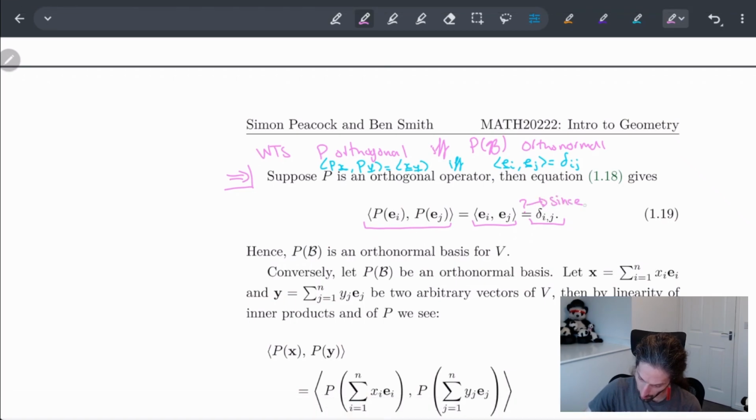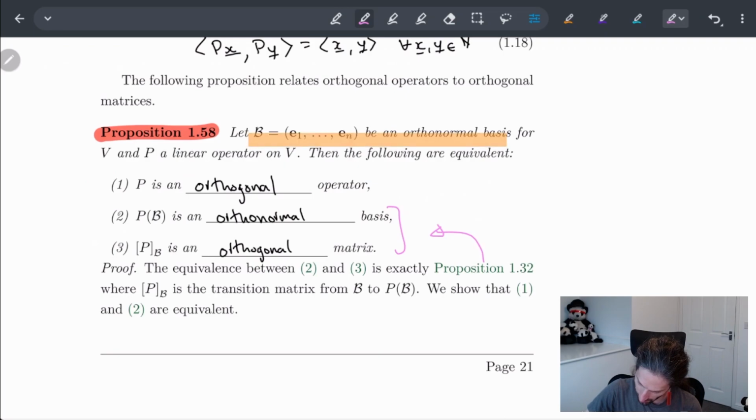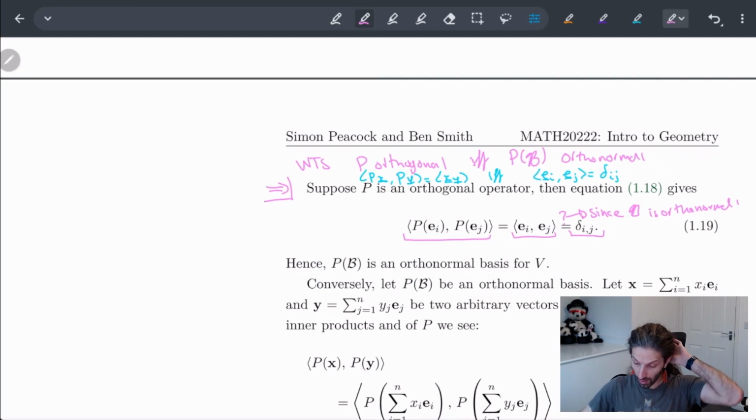This is since B is orthonormal, right? So in our proposition, we assume that B is an orthonormal basis. This is important. B has to be an orthonormal basis. So if it's not orthonormal, we already failed the first part. So this has to be orthonormal. Now what this is saying is that this right-hand side gives us the Kronecker delta, and that implies that P of B is orthonormal. So that gives us halfway done. So we have one direction and we're done.